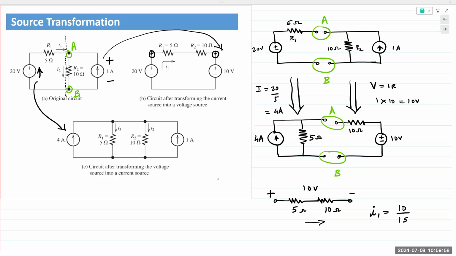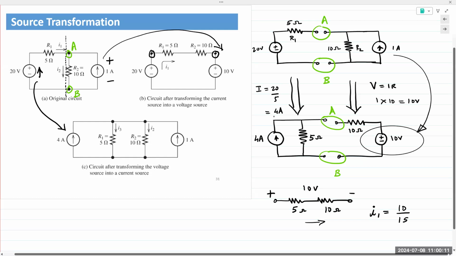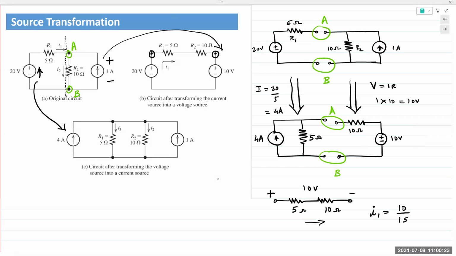Oh, you're asking. Okay, so I misunderstood the question then. You're asking about how we obtain this 10 volts, right? How we perform the source transformation from here to here. Is that your question? Okay, yeah. So that's Ohm's law. Yes, that's Ohm's law. All right. Any other questions?